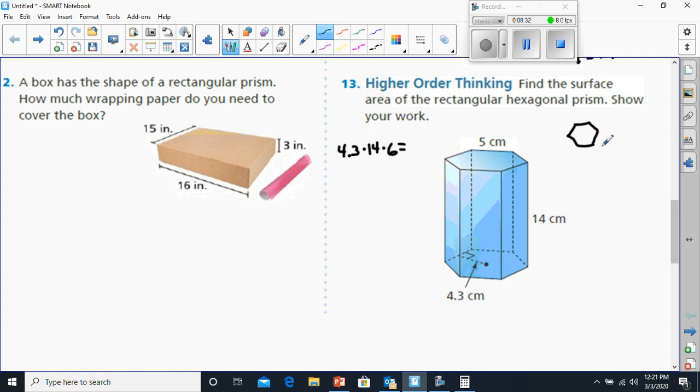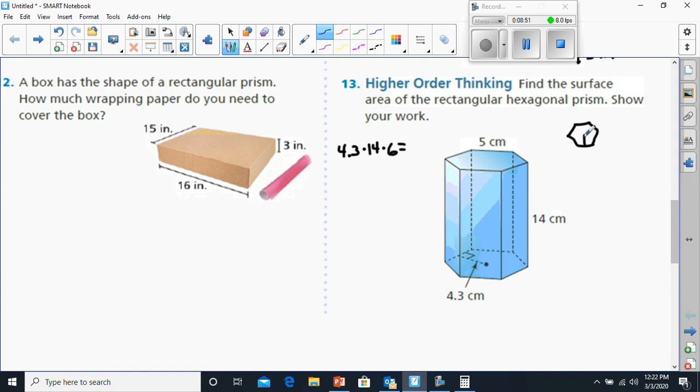How can we deal with this hexagon? Well, they give us a clue here. They're saying that the radius of this hexagon is 4.3. The height from the center to the outside here is 4.3. And why is that significant?